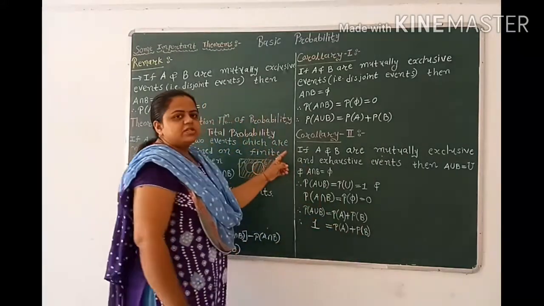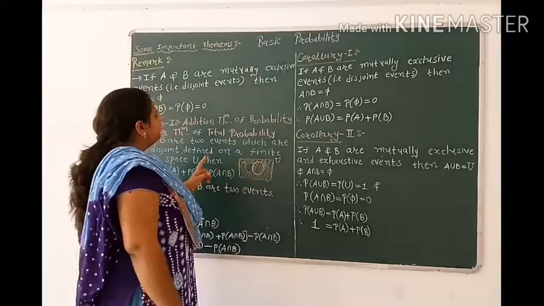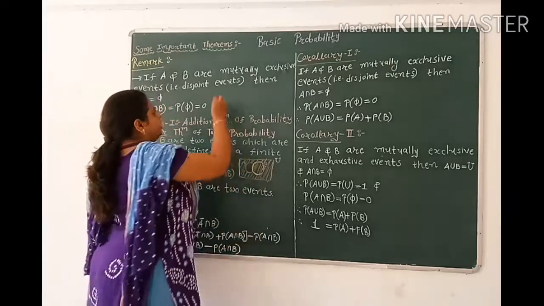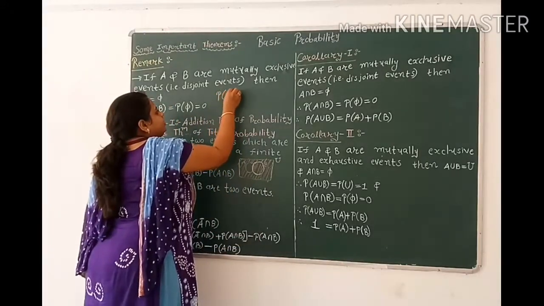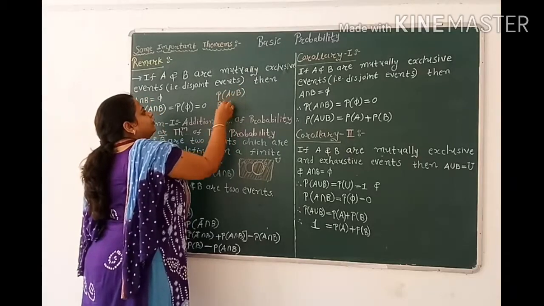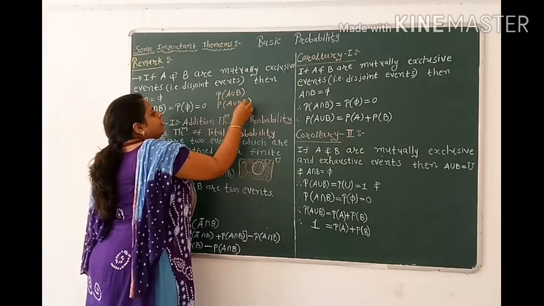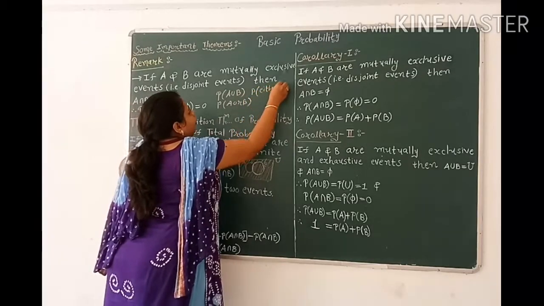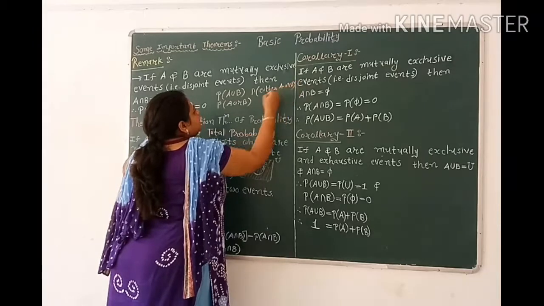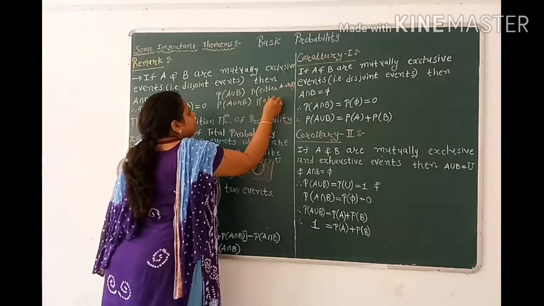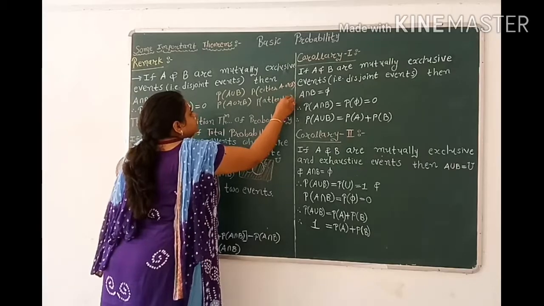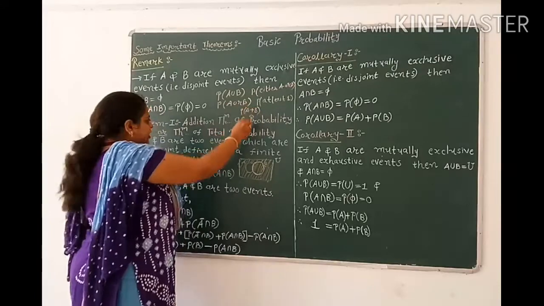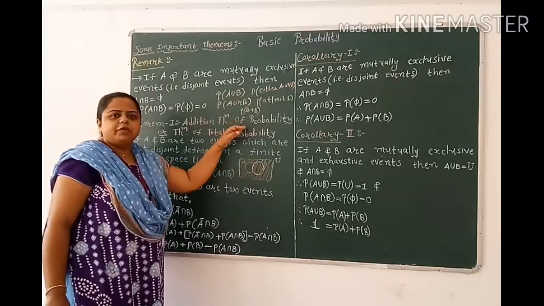Okay, now the one question that arises in mind is when we use the addition theorem. Whenever we have to find the probability of A union B, probability of A or B, probability of either A or B, probability of at least one, and probability of A plus B, we use the addition theorem of probability.